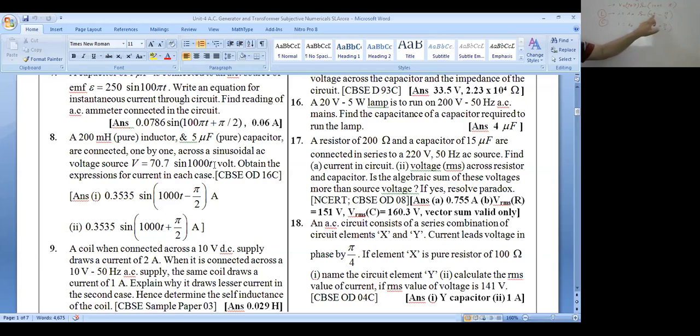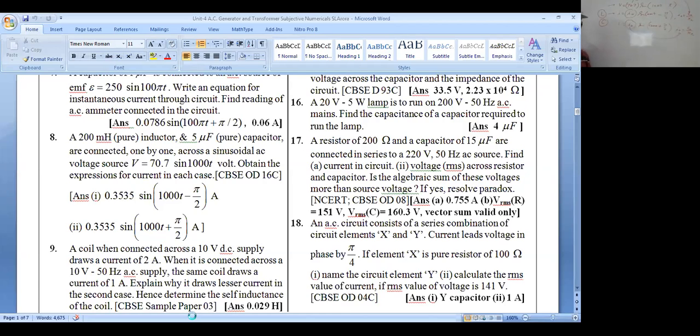Here omega is 1000, so in place of omega you can write 1000. And how can you find the maximum value? It is E naught divided by resistance. In this case I naught will be E naught divided by XL, and in the other case E naught divided by XC. Simple. Got this point? You can easily find out.